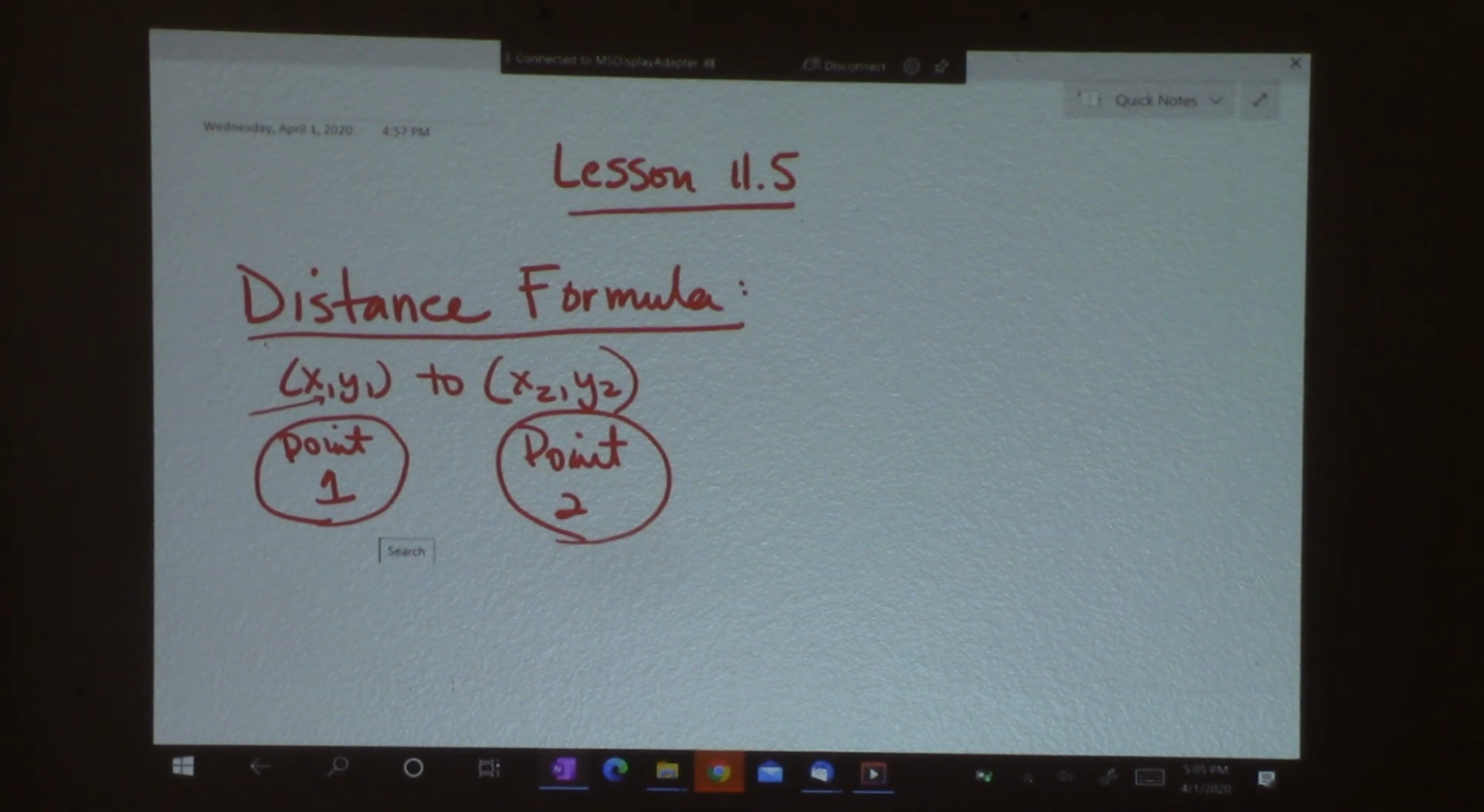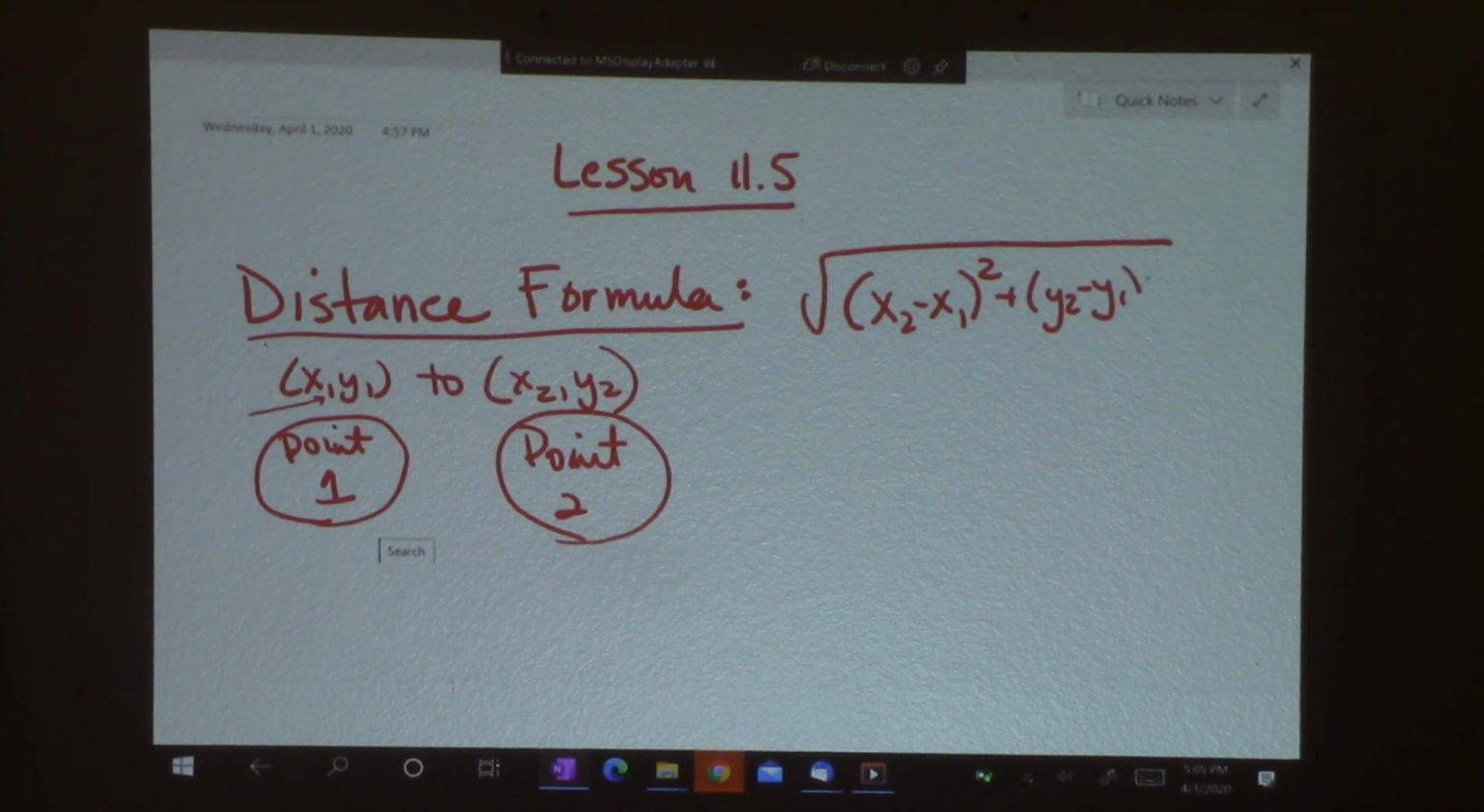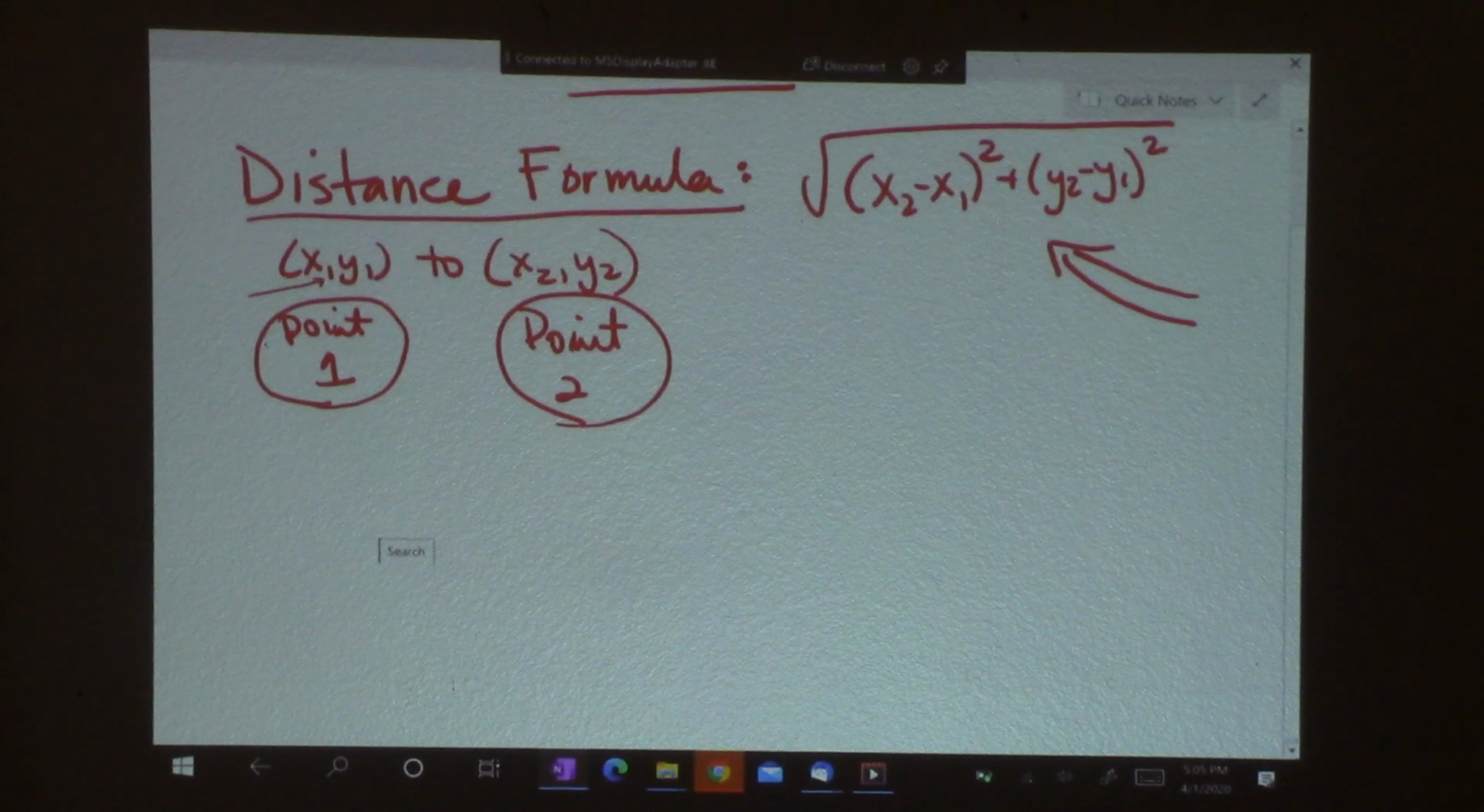So here's our formula. It is the square root of (x2 minus x1) squared plus (y2 minus y1) squared, okay? So like I said, in this formula, there's a lot of variables, and all you do is put the numbers in and come up with an answer. And it's based on the Pythagorean theorem, so it's all in the same family. So here's number 1. Let's do an example.